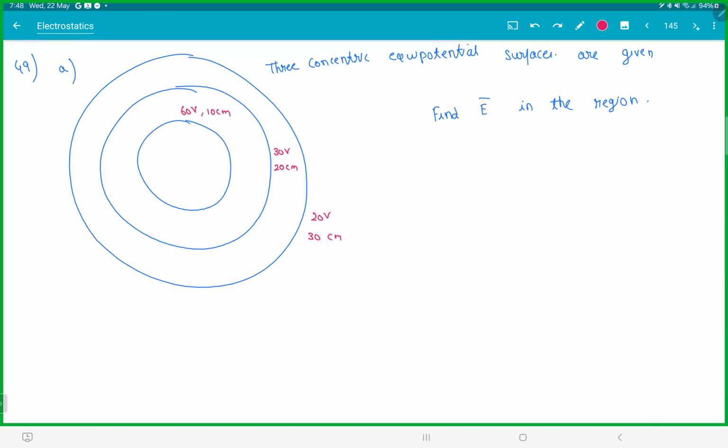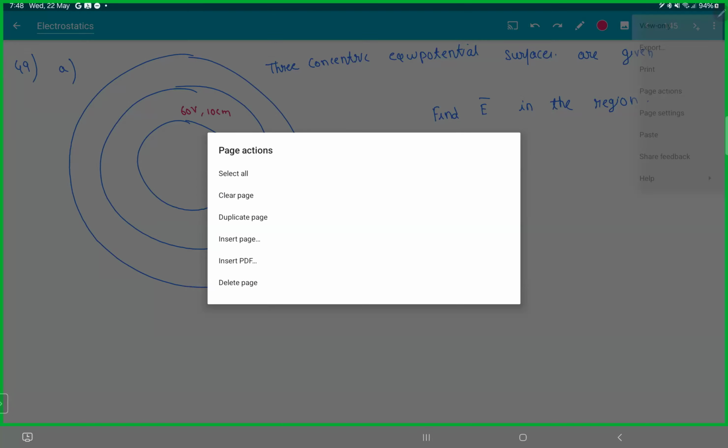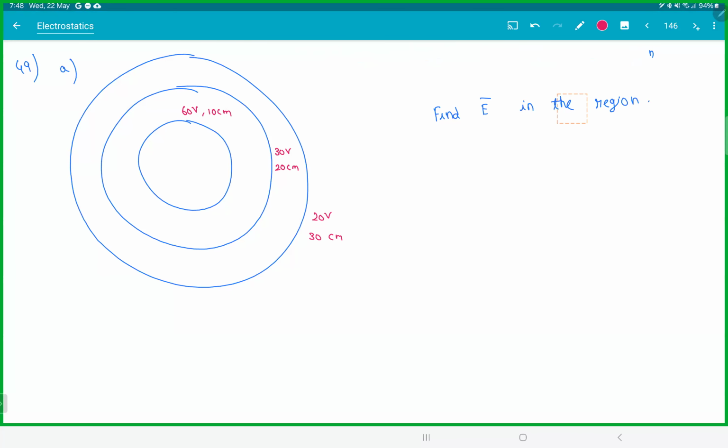Now, if you observe something here, there are two ways you can handle this. The first thing was V into R was constant. Did you observe that? That is one way to do the problem. You can notice V into R is 6. So V is equal to 6 by R. Therefore field is equal to minus dV by dr, and that would be 6 by R square.